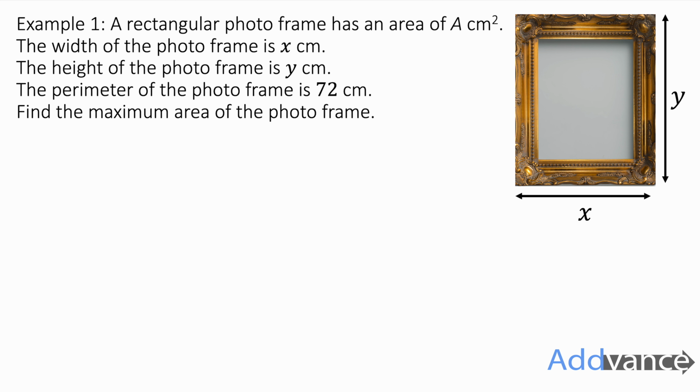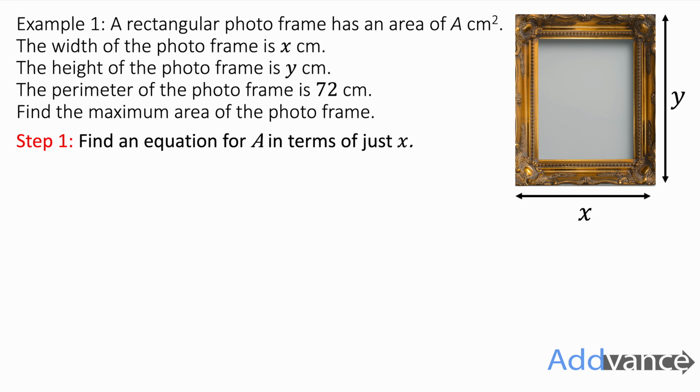And we need to maximise the area of the photo frame, given that the perimeter is 72 centimetres. So you can see the 72 is like a constraint. It limits the size of x and it limits the size of y. And we want to maximise the area given the perimeter is 72. So step 1, we're going to find an equation for A in terms of just x.